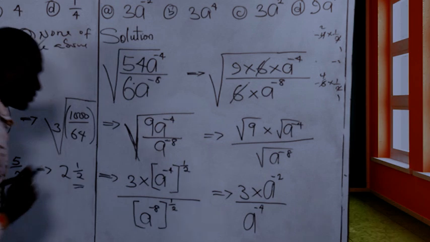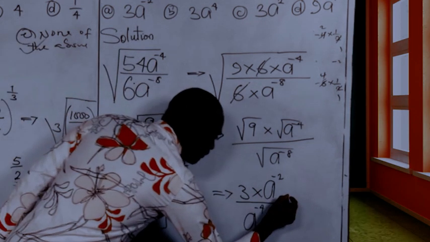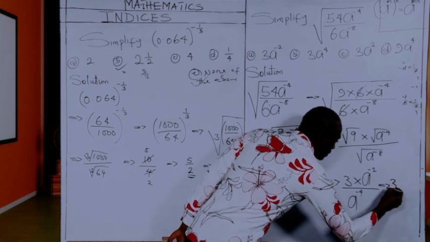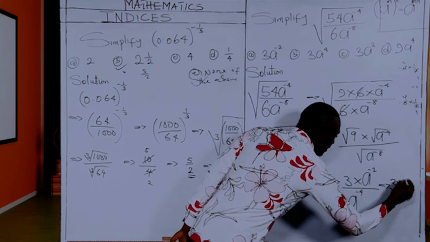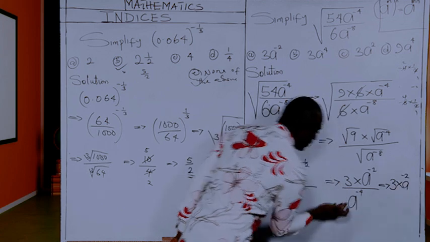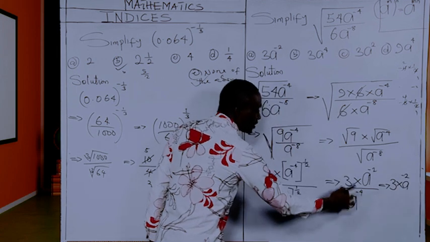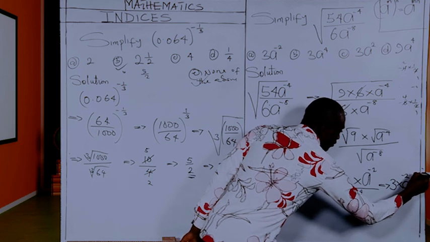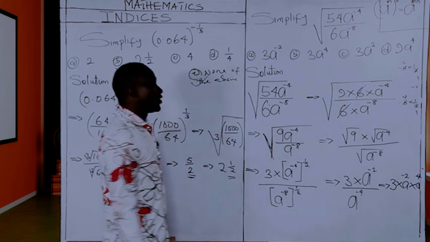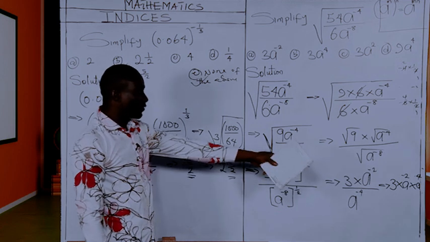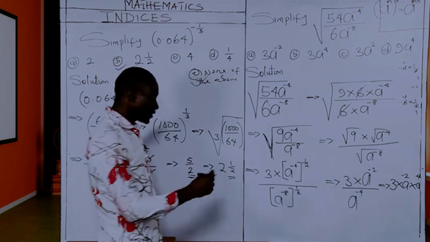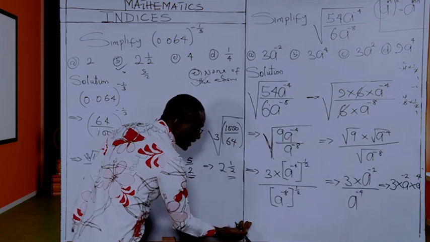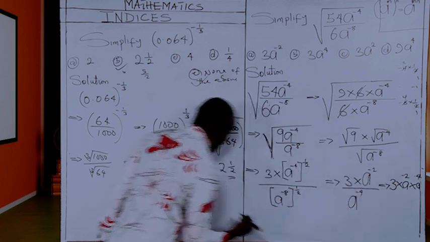Okay, now there's something we are going to do again. We have 3 multiplied by a raised power minus 2. This one is coming up. This is a raised power minus 4. It will become times a raised power 4. Do you know how we get that 4 as our answer? Okay, now forget about this, so that we work it out here. You know how we get that.